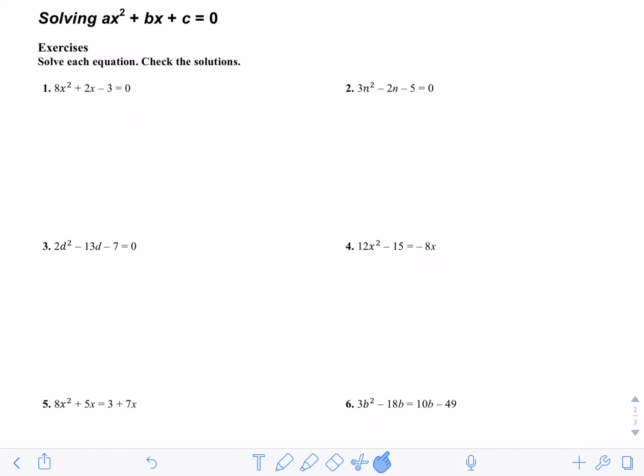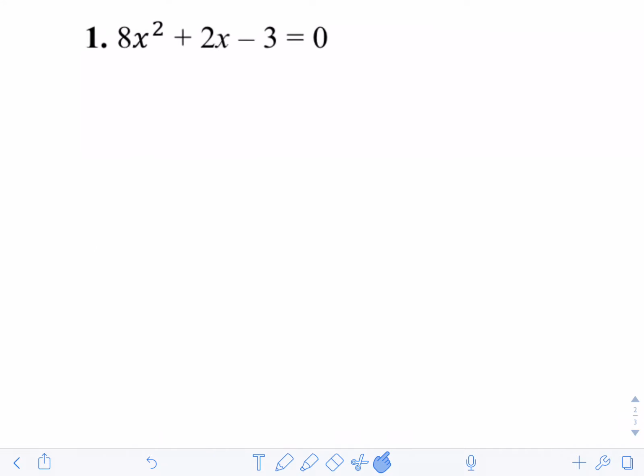All right, this is the second part of your chapter 8-7 notes. So for this, we're going to do the exact same thing as the first part, except we're going to solve these because they're set equal to 0. So let's look at this first one.